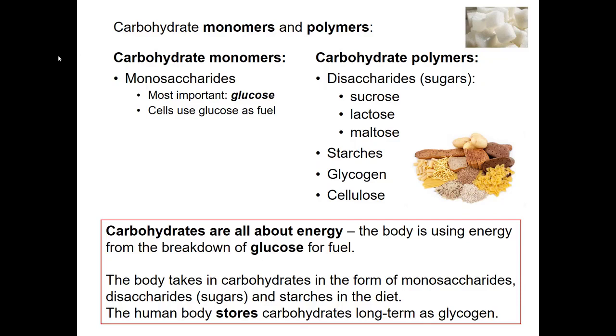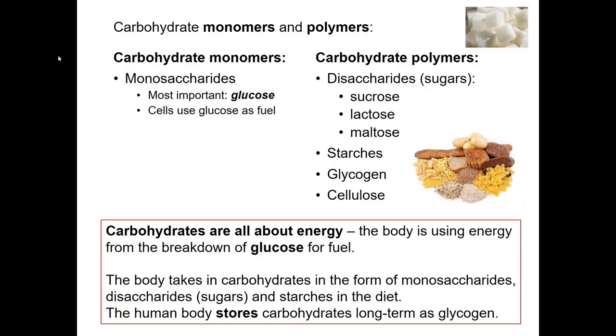Carbohydrate polymers are going to be larger molecules that are built from carbohydrate monomers, so often built from glucose, and there are a few other carbohydrate monomers that can go into building a carbohydrate polymer as well. We have disaccharides, so what did our prefix di mean? 2. So these are going to be carbohydrate polymers that are built of 2 monomers, or monosaccharides. Examples of this include sucrose and lactose and maltose. Sucrose in particular is table sugar, so when you think about sugars, you're often thinking about disaccharides.